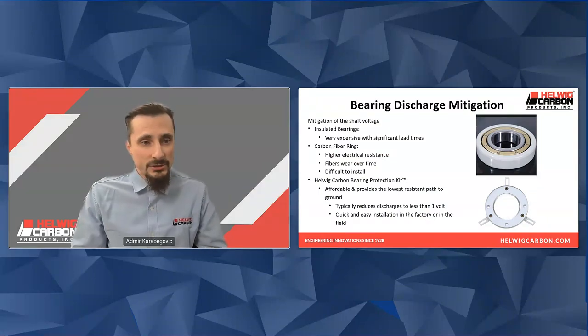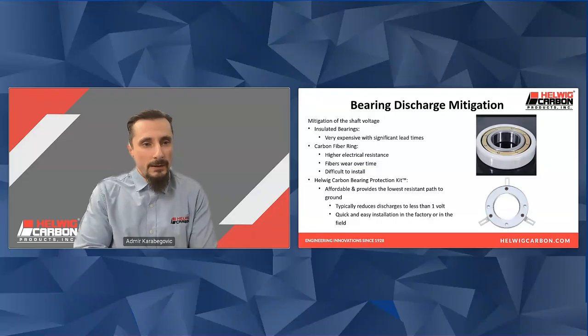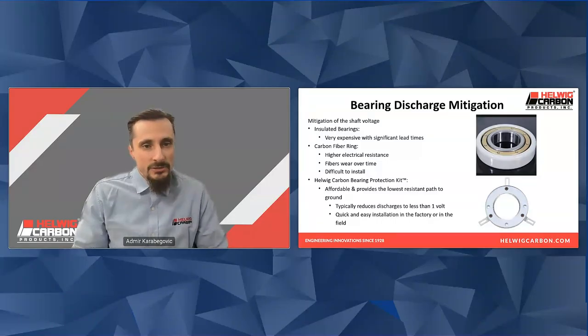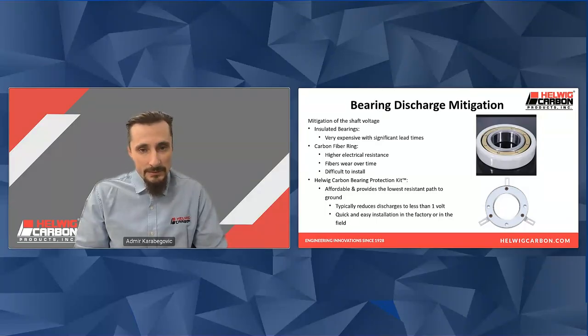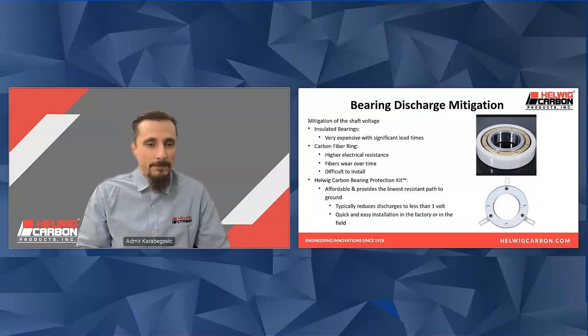Bearing discharge mitigation continued. So mitigation of shaft voltages, you can use an insulated bearing. It is very expensive. Sometimes it comes with significant lead times. It certainly does help with circulating currents, but if you're just using an insulated bearing, you'll help with the circulating currents inside the motor, but you still have the common mode voltage to take care of.